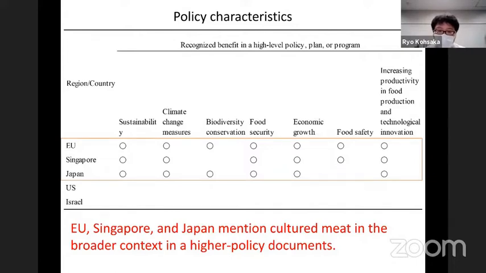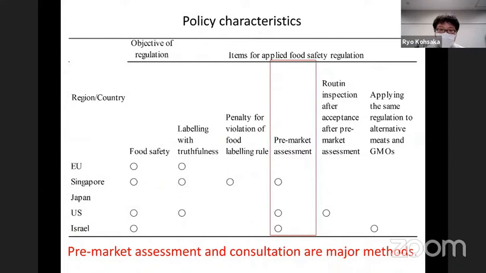And I try to see the related topics in the strategies. So this is how I put a circle in the table. I find that the EU, Singapore, and Japan have long-term plans that mention cultured meat. So we find that promotion in the broader context in the higher policy in these countries. Instead, I cannot find that in the US and Israel. So we find some international differences over the policy documents mentioning these products.